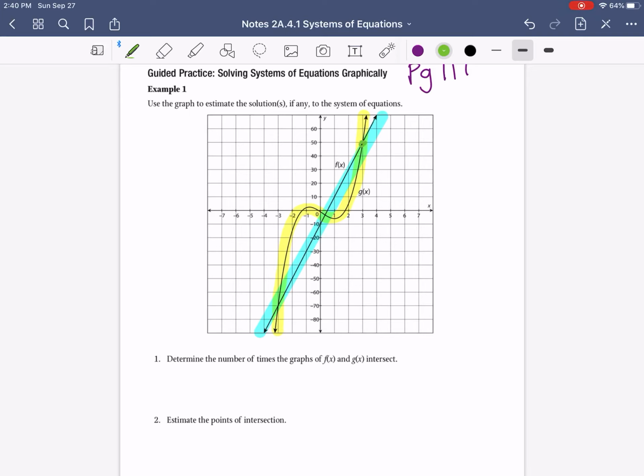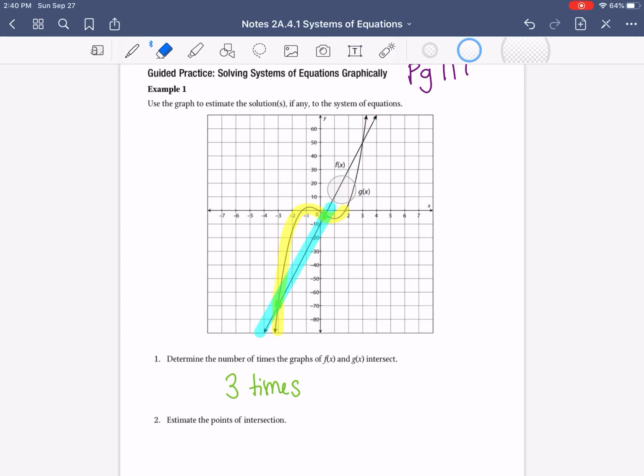So how many solutions do we have? Well, it looks like we hit at 1, 2, 3 different places. So number 1 says determine the number of times they intersect. They intersect 3 times. And then we just have to estimate those points of intersection.